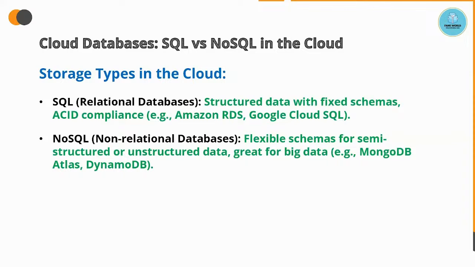Then NoSQL, when we talk about it, has non-relational databases with a flexible schema for semi-structured or unstructured data, great for big data, a huge amount of data. So MongoDB Atlas can be used, DynamoDB can be used. And I will be telling all about it.